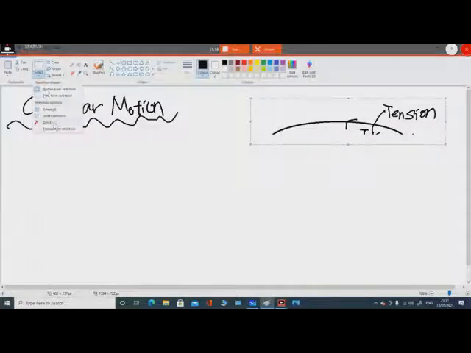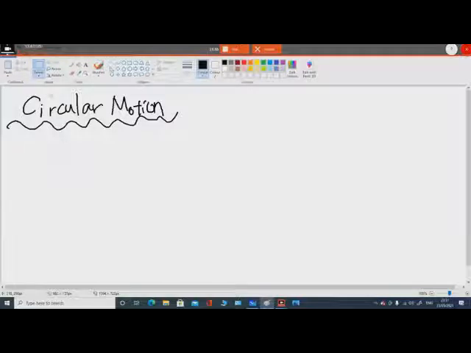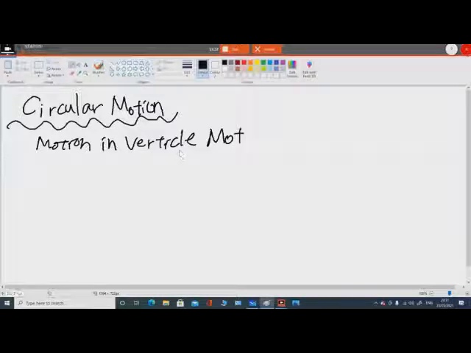Okay, let's move towards the vertical circle. Motion in vertical circle. Just now we talked about the horizontal circle, so let's proceed to the vertical circle. Motion in vertical circle.